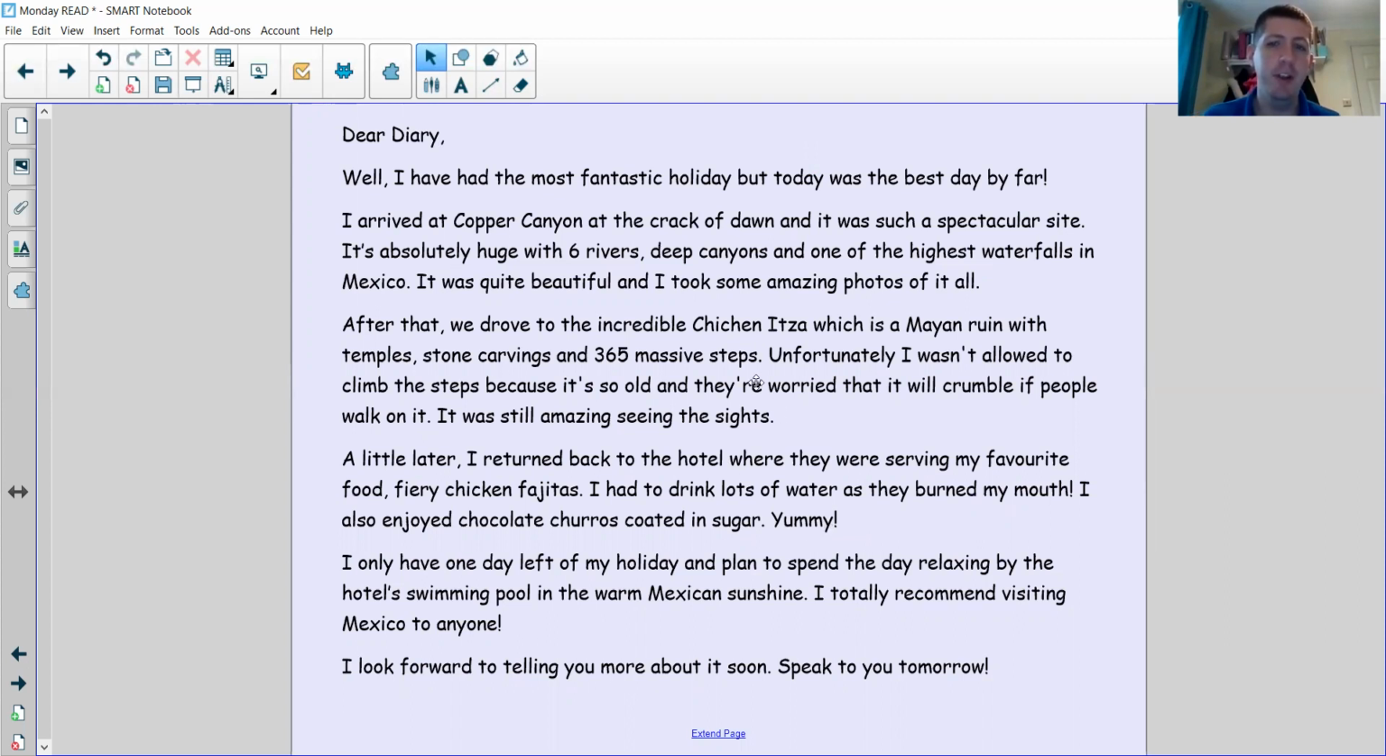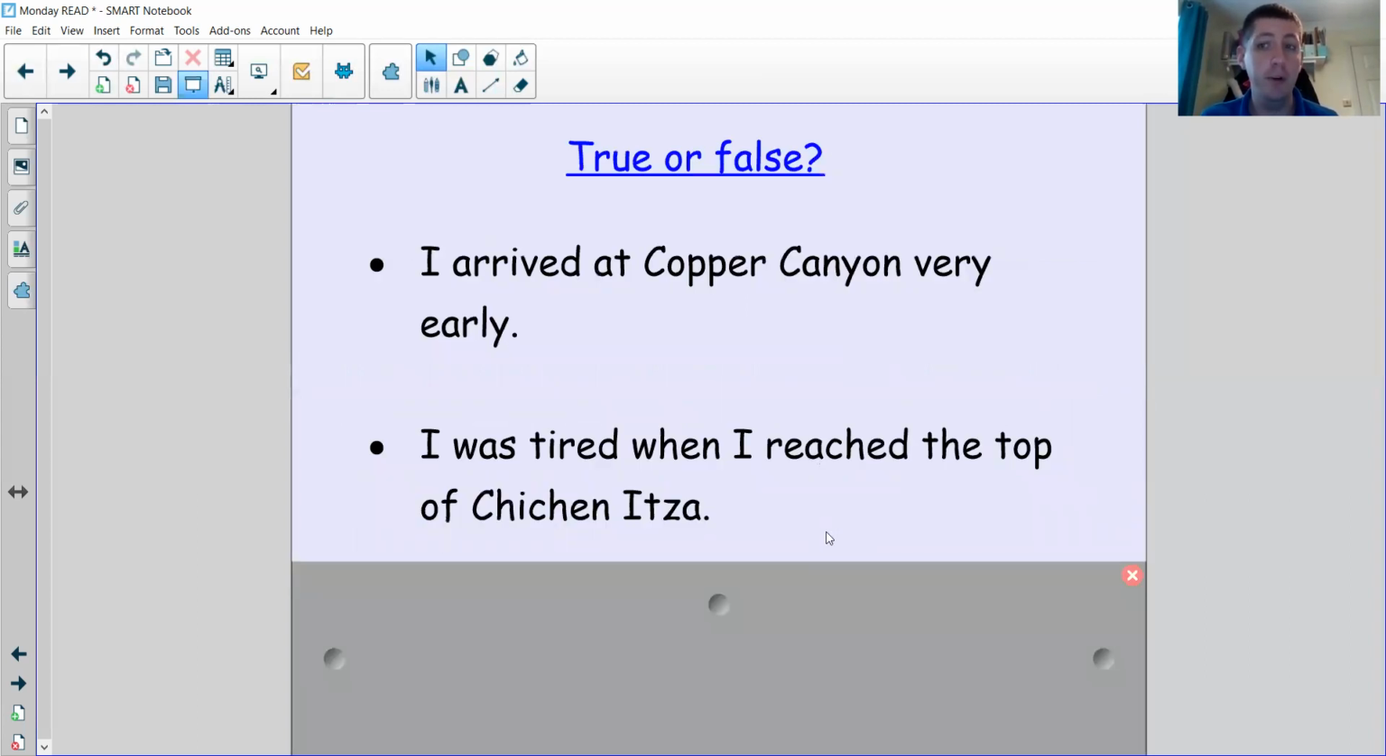So Chichen Itza's this paragraph here, and it says, unfortunately, I wasn't allowed to climb the steps because it's so old and they're worried it will crumble if people walk on it. So, was I tired when I reached the top? No, I never reached the top. I wasn't allowed to climb it. So there you go, that answers that one.